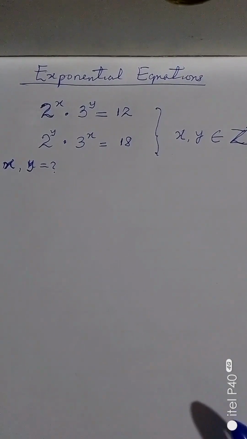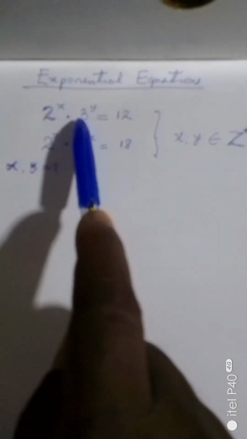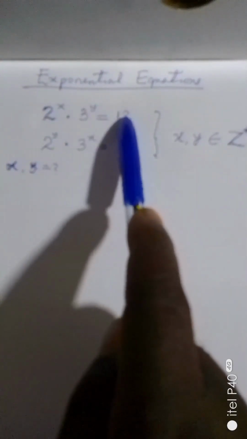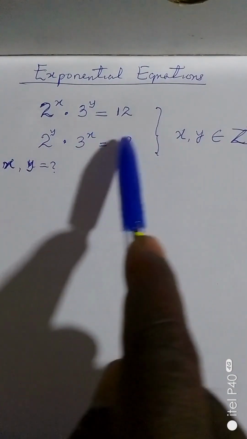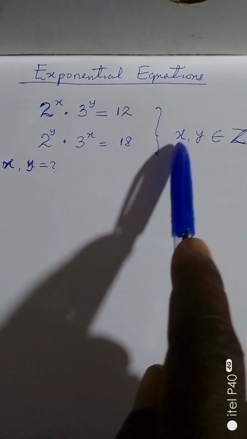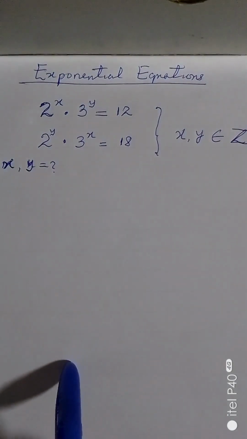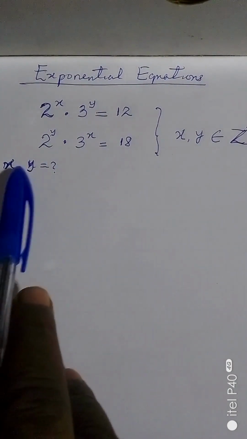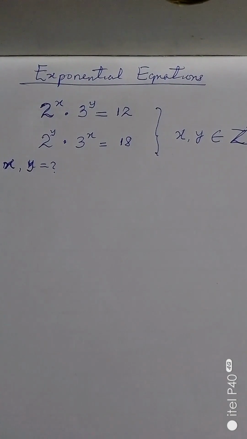Today we have these two beautiful exponential equations to solve, where we have 2 to the power of x multiplied by 3 to the power of y equal to 12, and 2 to the power of y multiplied by 3 to the power of x equal to 18. And we have been given the domain of both x and y, and we are told that x and y are positive integers. So what will be the values of x and y? How do we approach this question?